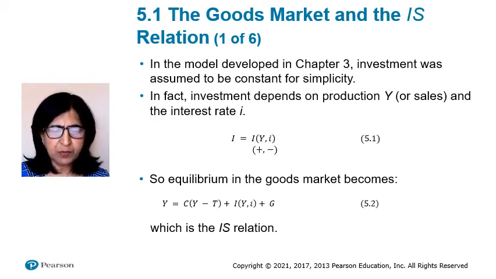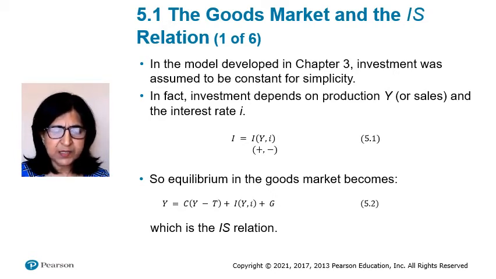Note, now that investment is also a function of output for a given value of the interest rate, demand is an increasing function of output for two reasons. Increase in output leads to increase in income, disposable income, and hence consumption. Increase in output also leads to increase in investment. So equation 5.2 below gives us the equilibrium condition in the goods market. It is called the IS relation.